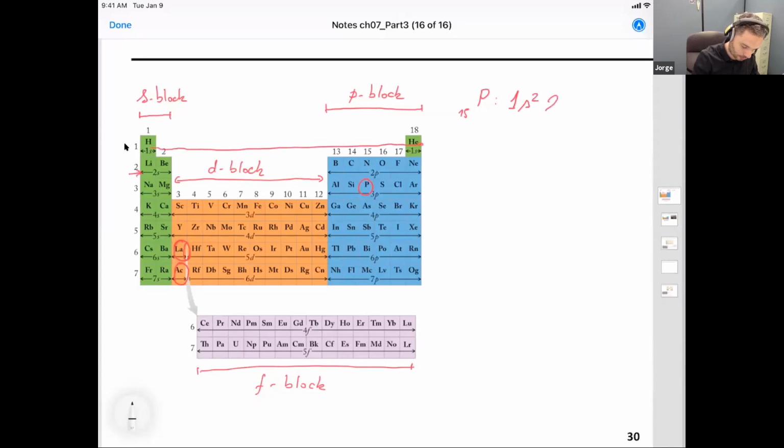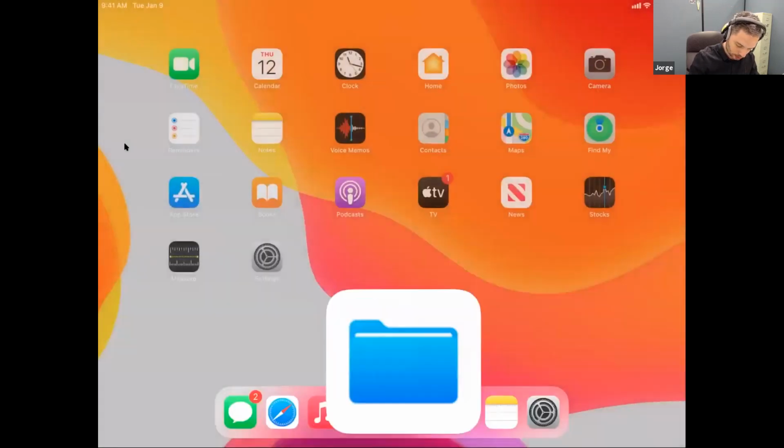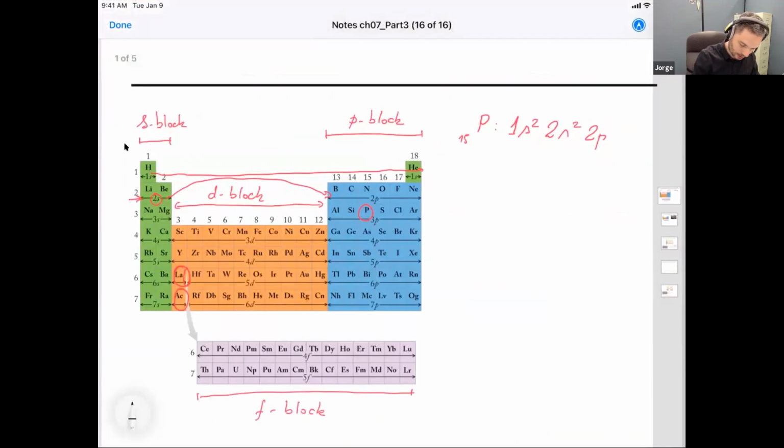Now we have shell number two. We have to start with 2s, lithium 2s1, beryllium 2s2, jump from here all the way here. Now we start filling the 2p subshell, boron 2p1, carbon 2p2, nitrogen 2p3, oxygen 2p4, fluorine 2p5, neon 2p6. So we are here.